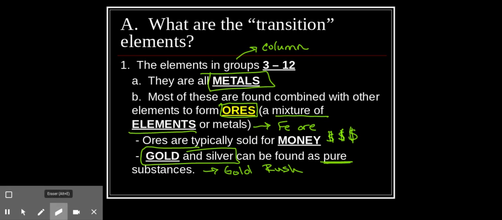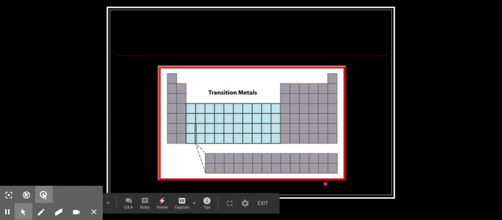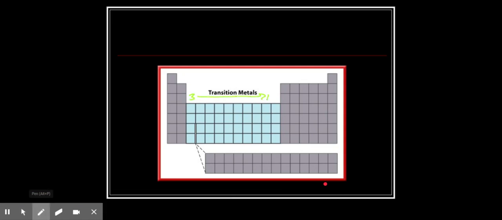So again, from this slide, we talked about the transition elements being in groups 3 through 12. They're metals, typically found mixed with other things called ores. They're worth money, and gold and silver are exceptions to that. Now, here we have the transition elements just to show you those. And again, this is columns 3 through 12 on the periodic table, which was this last one here. We've studied the left and right sides, but we kind of skipped over those for a couple different reasons.